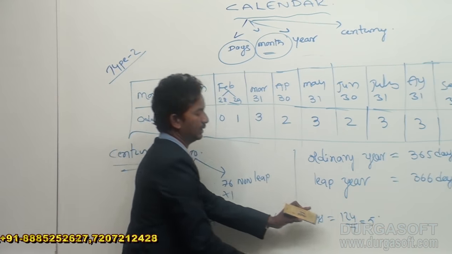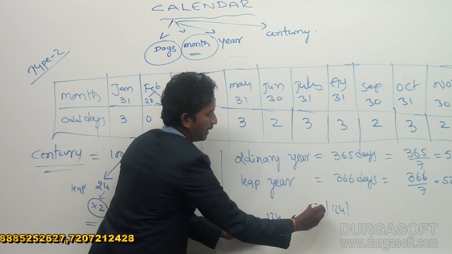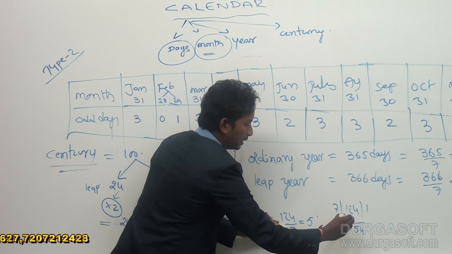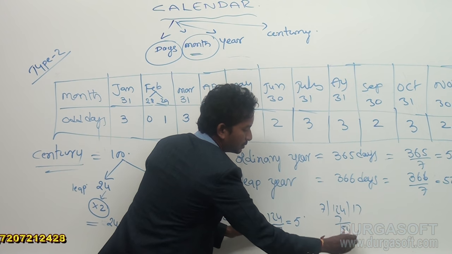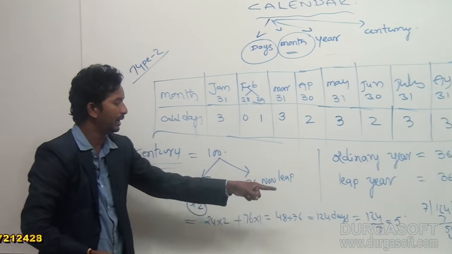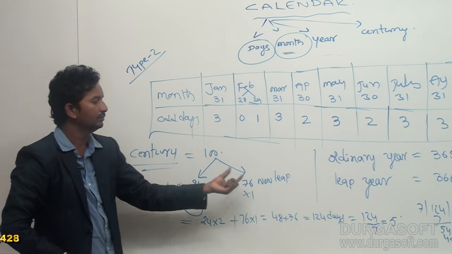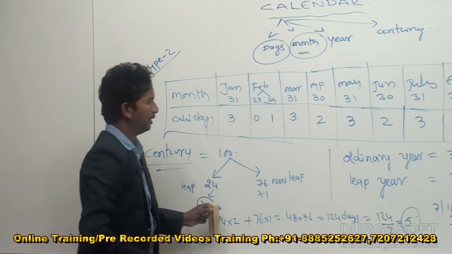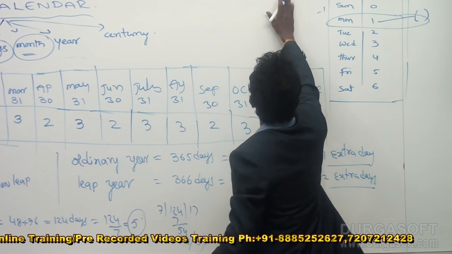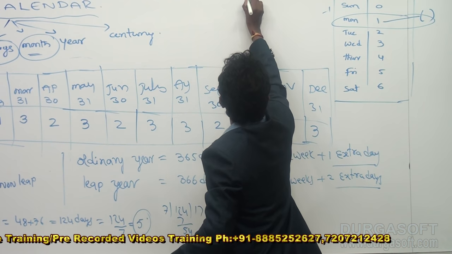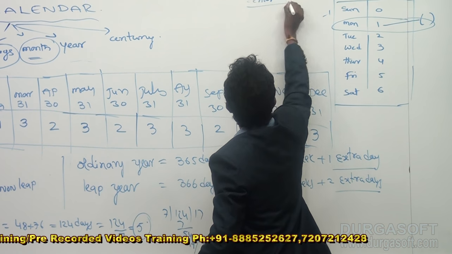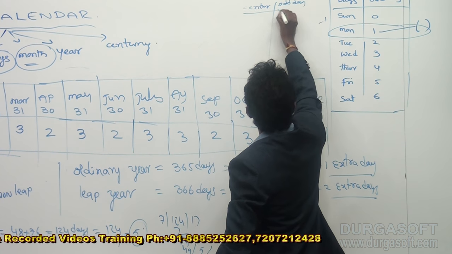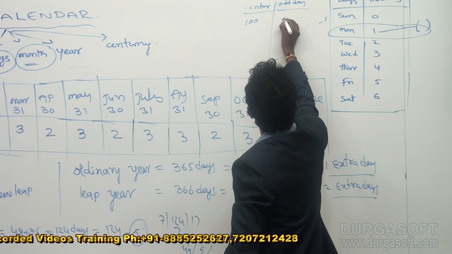See that the remainder is 5. 124 divided by 7: 7 ones are 7, then 54, and 7 sevens are 49, so 5 is the remainder. So a century contains 5 odd days. Now I am taking the century table below: century, and the odd days. A century is nothing but 5 odd days.